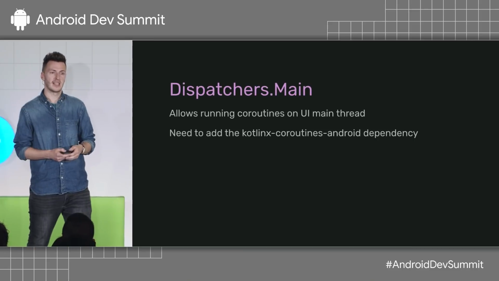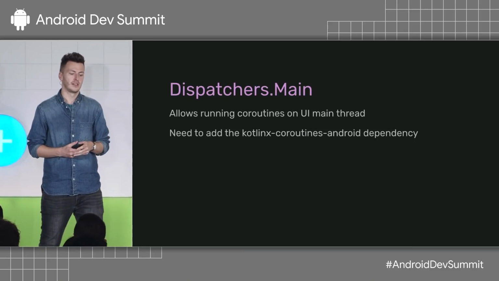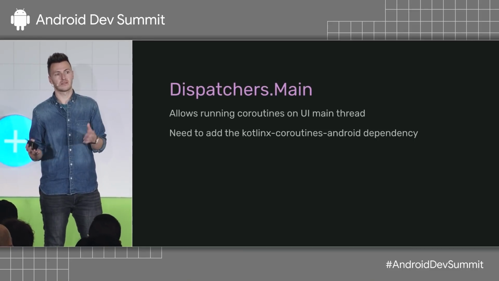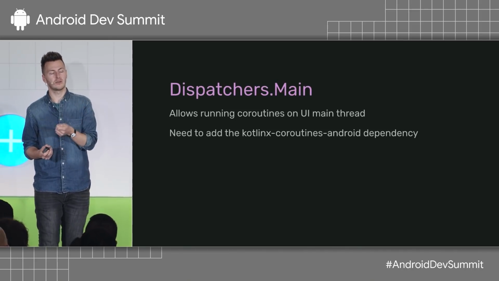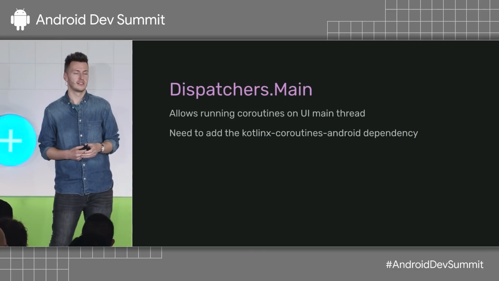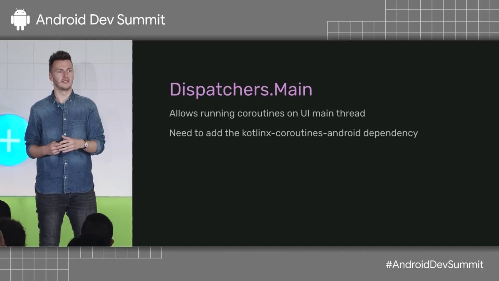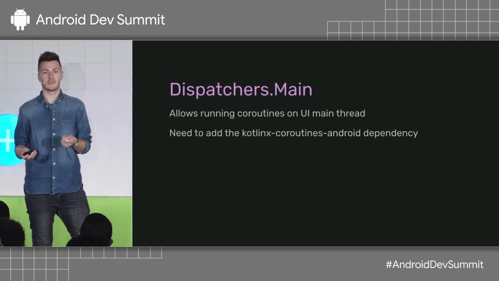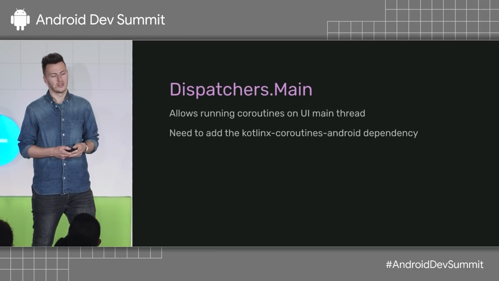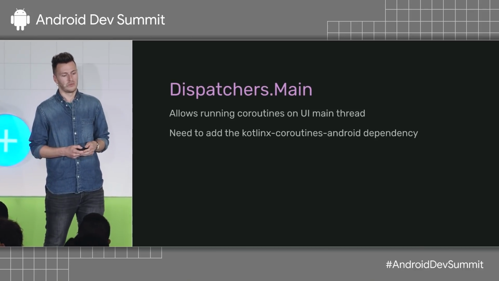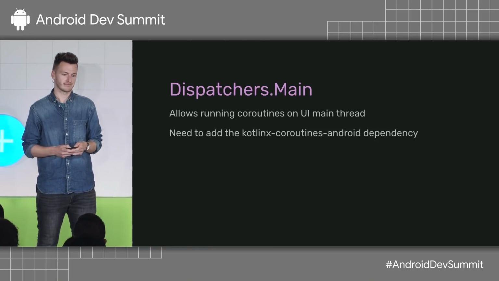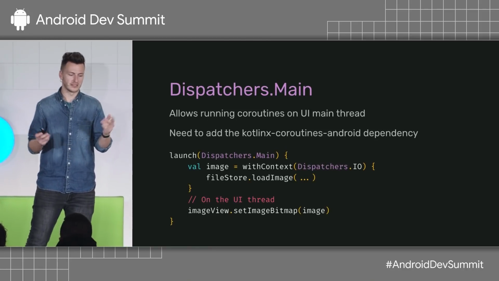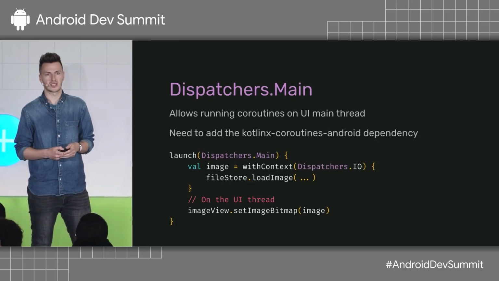Then we also have Dispatchers.Main, which we spoke about a little bit already. It allows running coroutines on the UI main thread. A nuance with that is that in later releases anyway, it uses a service loader to load the dispatcher in your code, which is kind of tricky when we have things like ProGuard, so you've got to be careful with this. And the thing you need to know is that you need to add the Android dependency, which we spoke about earlier anyway. And then to use it, it's, as we said, just launch and then Dispatchers.Main.